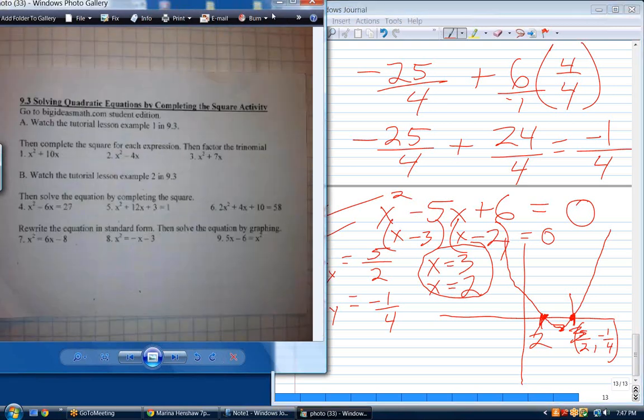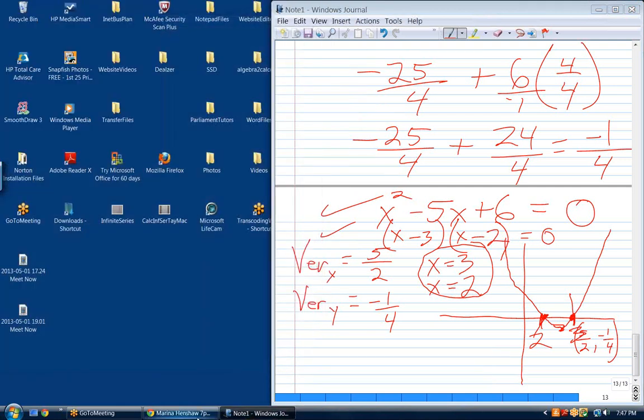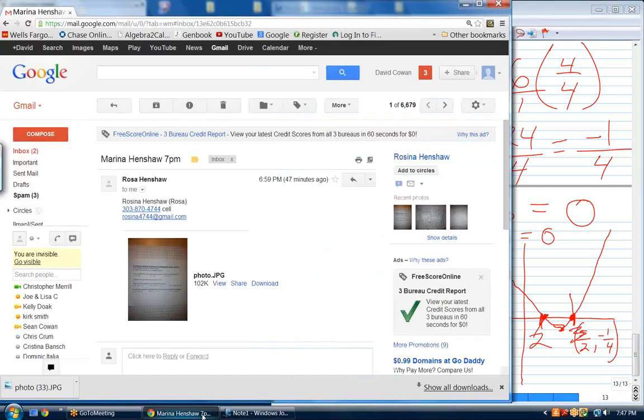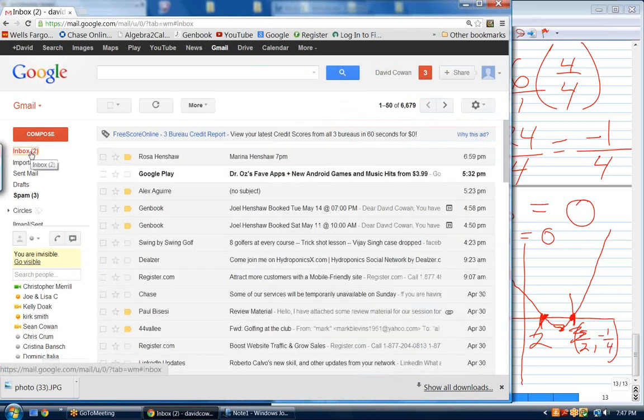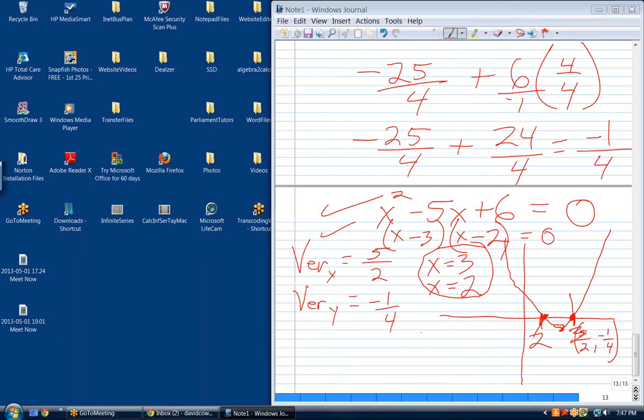Was there a second page here, or was that the only one? That's all I had. That's all you had, okay. Well, that's fine to stop there.